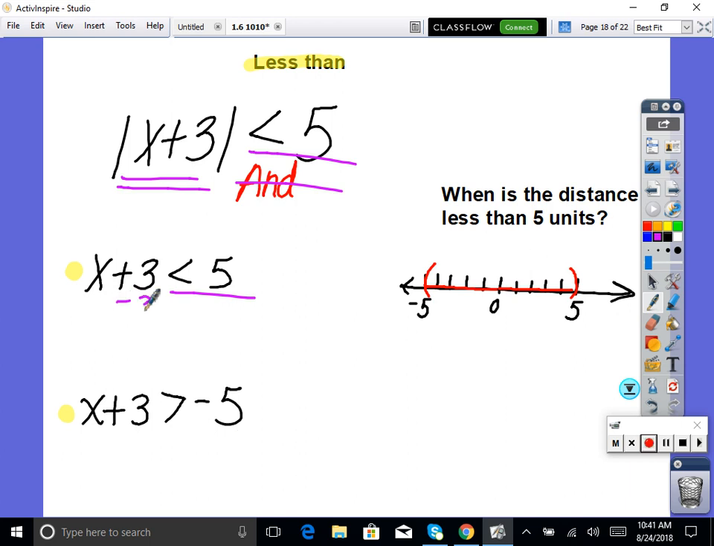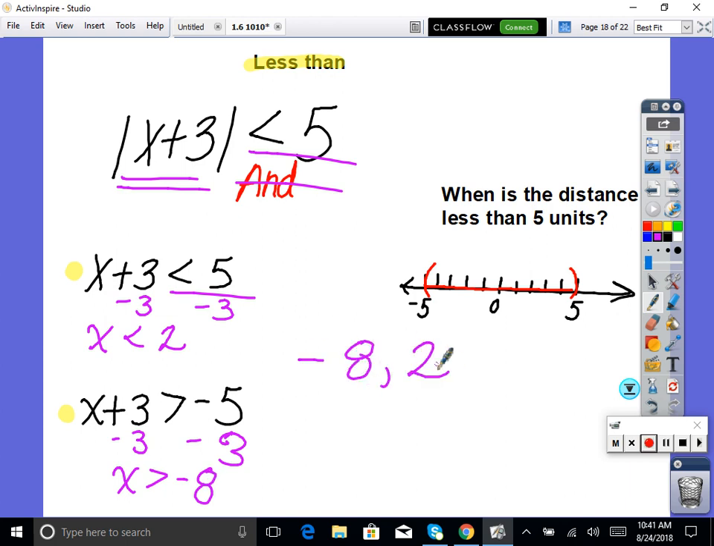So here we go, subtract 3, subtract 3. So we have any x values less than 2. And then subtract 3, subtract 3. So then any x values greater than negative 8. This is and, so it's the intersection. So it's between negative 8 up to 2, negative 8 up to 2, and not including because it's not or equal to.